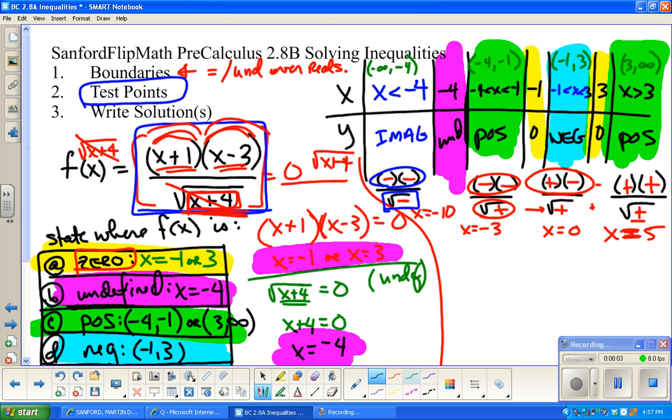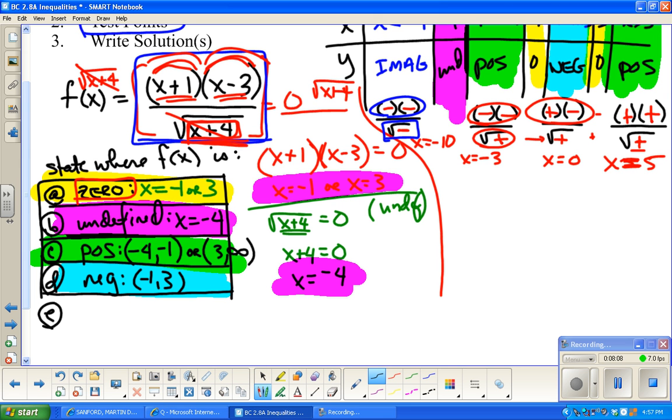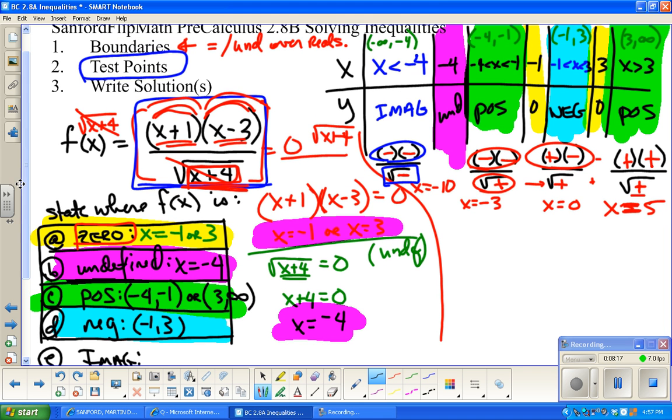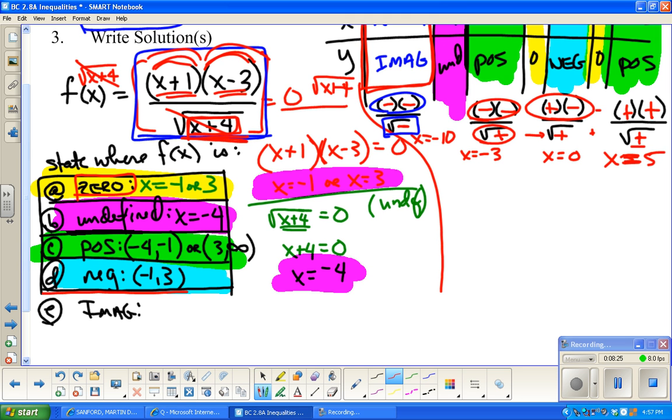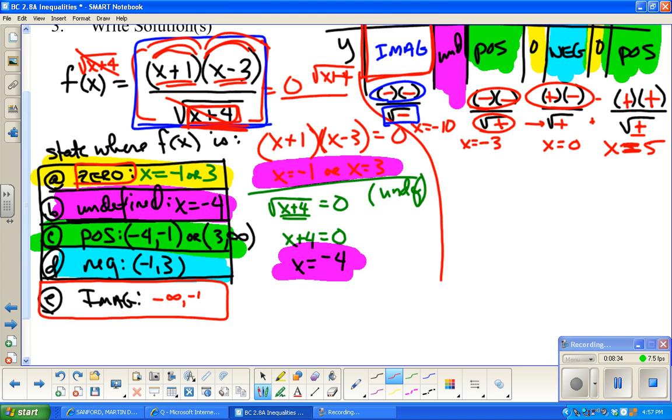Okay. Now, there is one more thing that I could have listed on here, so I'm just going to tack it on, and that is any place where I get imaginary values, and those imaginary values would be to the left of -4, and I don't have another highlight color. Sorry. So those imaginary values would be to the left of -4. So -infinity to -4. Don't include the -4 because at -4 itself, we already said it was undefined. Okay, so that's it for that example.